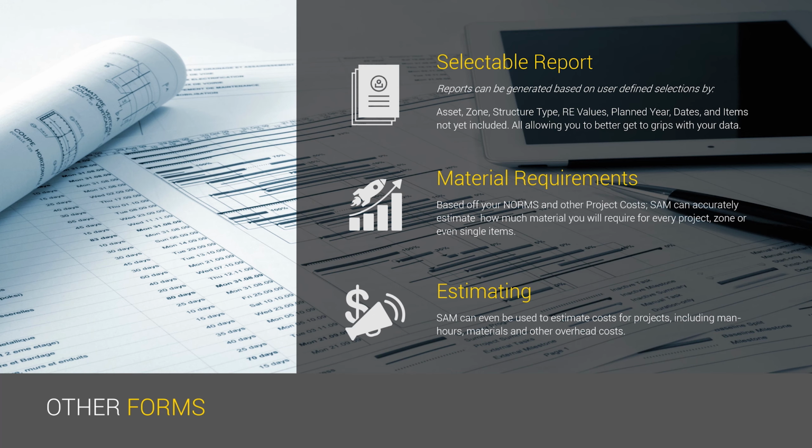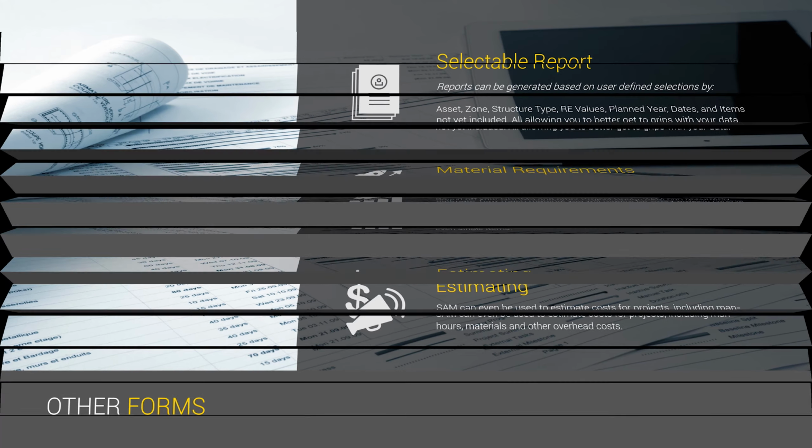The material requirements form. Based off your norms and other project costs, SAM can accurately estimate how much material you will require for every project, zone, or even a single item. SAM can even be used to estimate costs for projects, including man-hours, materials, and other overhead costs.